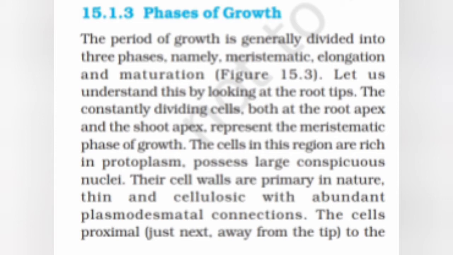Phases of growth. The period of growth is generally divided into three phases. First, meristematic, which is the actively dividing phase. Elongation, in which the length of the shoot and root gets elongated. And maturation, in which the plant starts maturing its parts and starts the secondary growth.